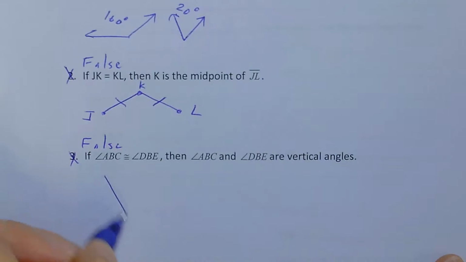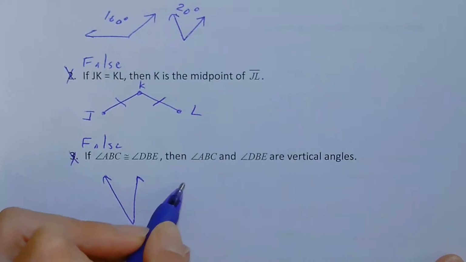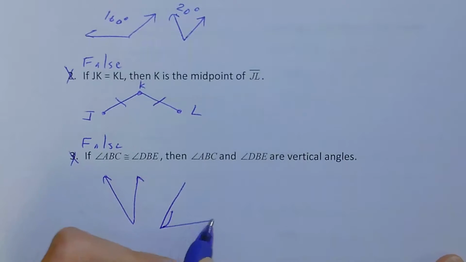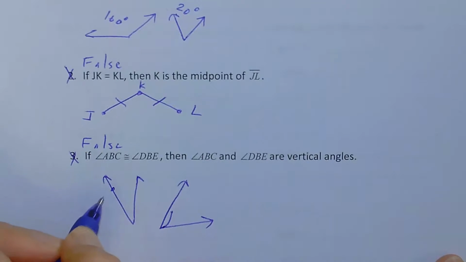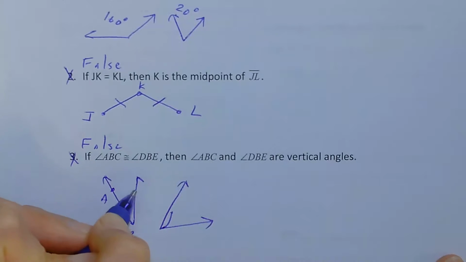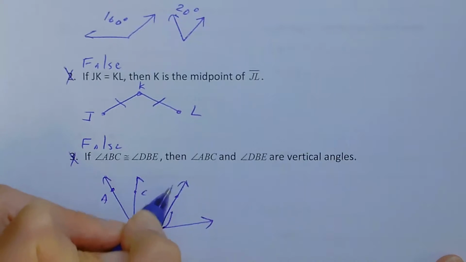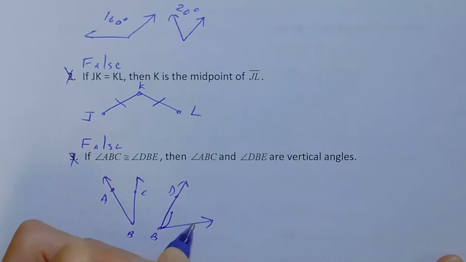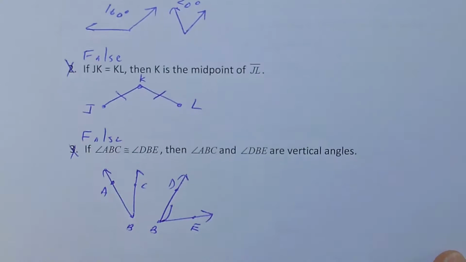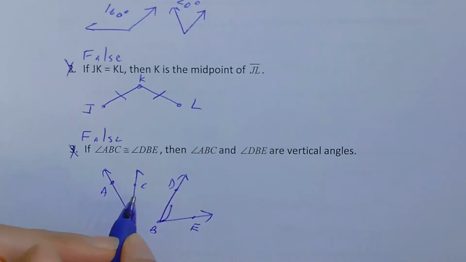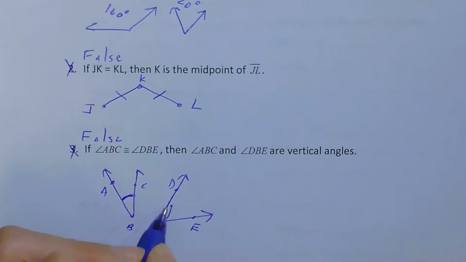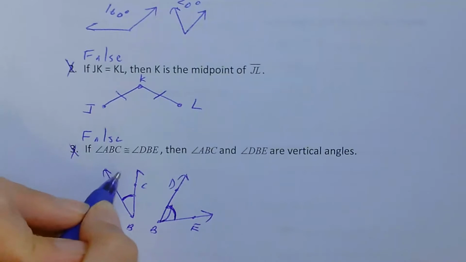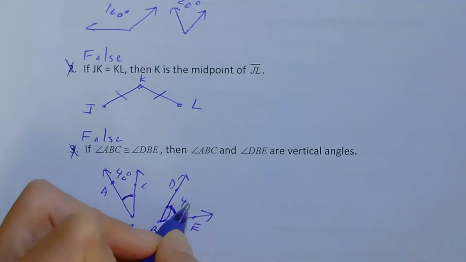So all I have to do is just draw ABC and DBE. I'm just going to go A, B, C, and D, B, E. And I'm not even going to make them vertical. In fact, I'm not even going to make them adjacent to each other. You could draw this all different ways. I just need to show that these are congruent. So I'm going to put an arc here and an arc here. Or I could put like 40 degrees and 40 degrees.